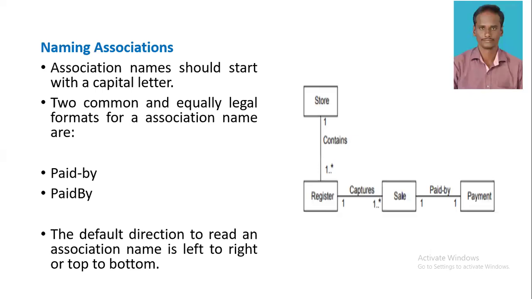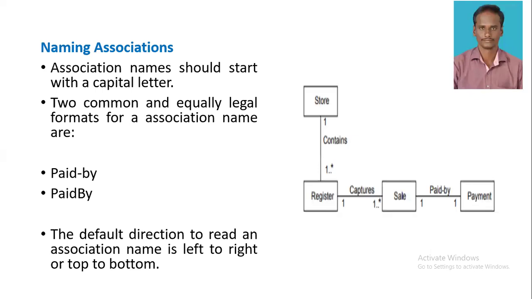In this diagram, one example is given. Here we have many classes called Store, Register, Sale, and Payment. I already said that the direction for an association is left to right or top to bottom. For example, if you consider the association between Store and Register, it must be top to bottom. It means that Store contains Register. The relationship is one to many. One Store contains one or many Registers.